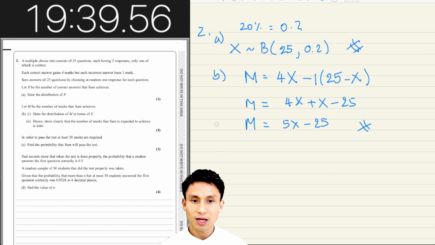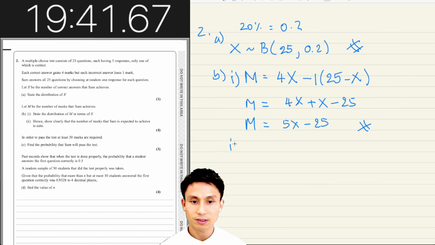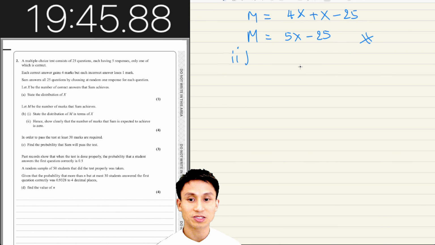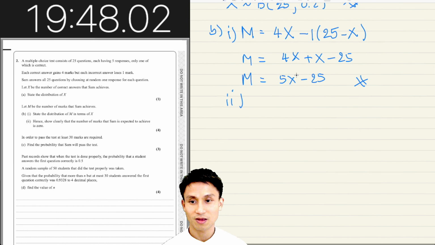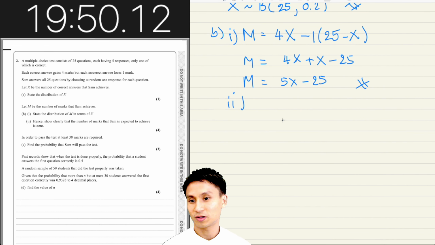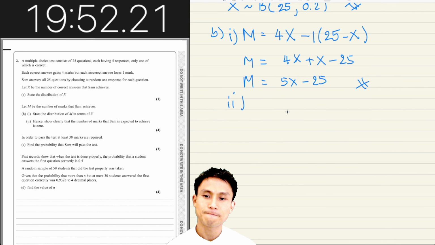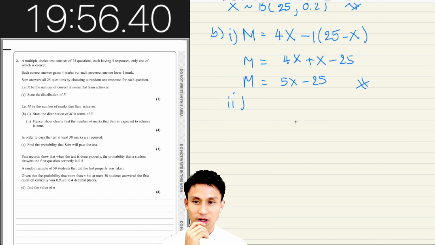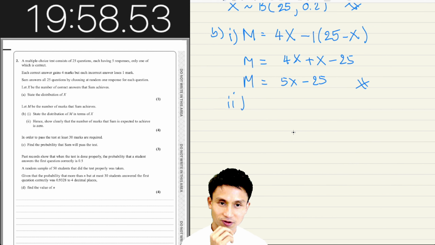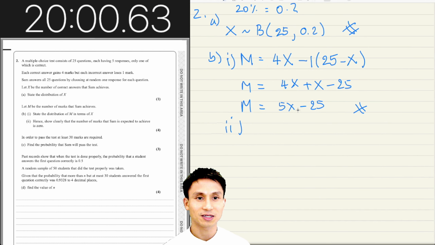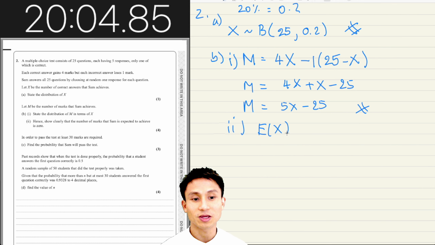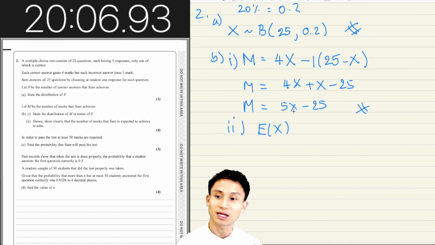Sorry, that's b(i) here, and this is (ii). Hence show clearly that the number of marks that Sam is expected to achieve is 0. So this is the expected score, okay? The number of marks that Sam is expected to achieve. So we have to find the expected value here, but let's find the expected value for x first, and then we can plug it in here, right?